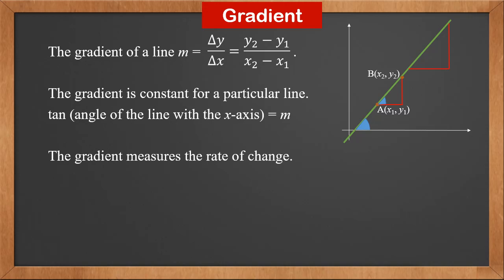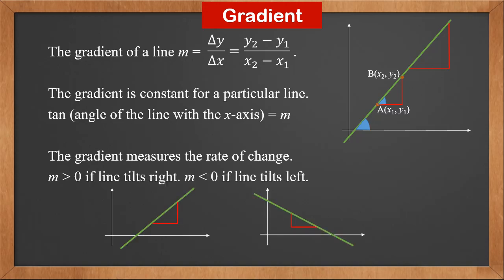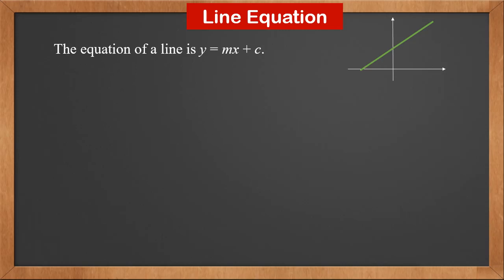The gradient measures the rate of change. The larger the gradient, the greater the rate of change in y. M is positive if the line tilts right. In the left graph, we see that both delta y and delta x are of the same sign. M is negative if the line tilts left. In the right graph, we see that delta y and delta x are of opposite sign. Therefore m is negative.